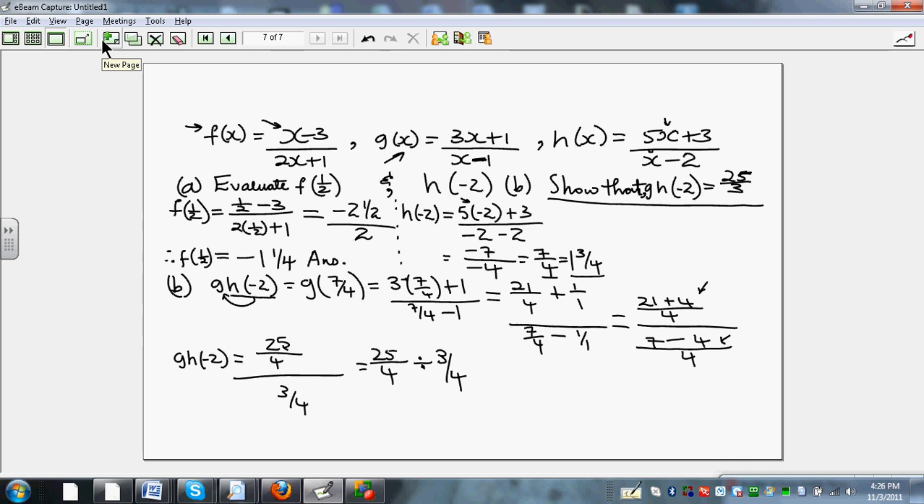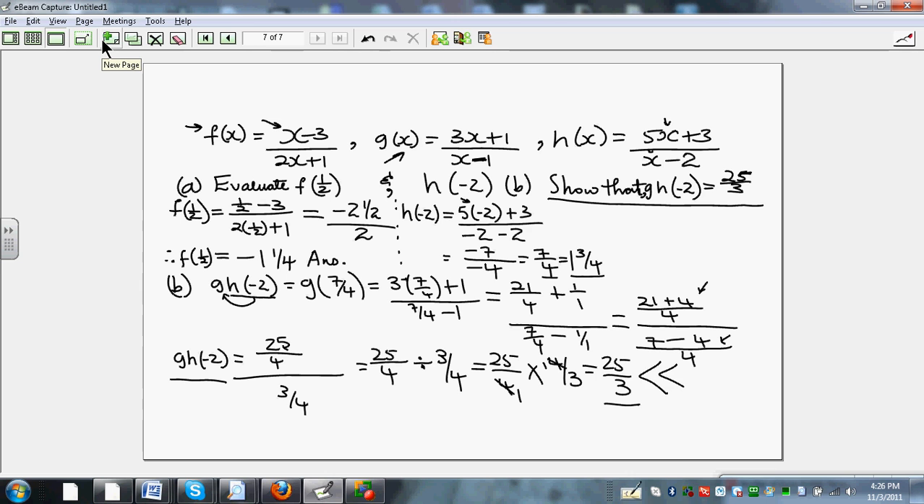Like this. What happens then? Division is the same thing as multiplying by the inverse. So instead of 3 over 4, we'll put 4 over 3. And then what we'll observe is that this 4 will cancel with this 4. And then when we simplify, 25 by 1 on top will give us 25. And 1 by 3 below will give us 3. So in that way, we would have proven that GH of minus 2 is equal to 25 over 3.